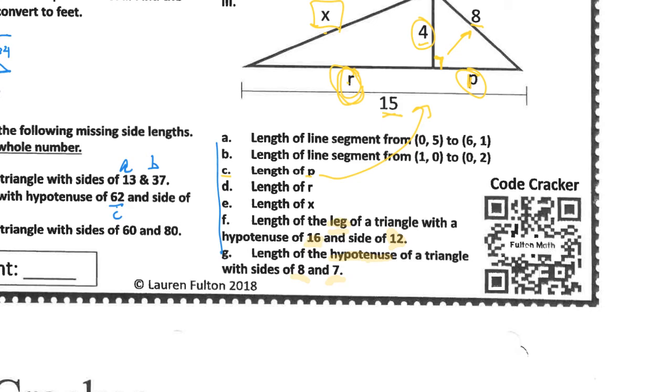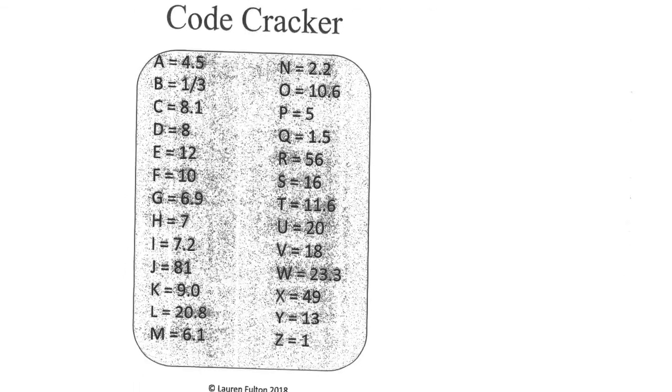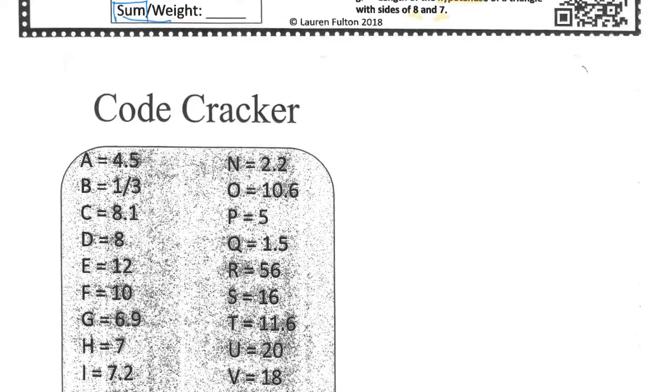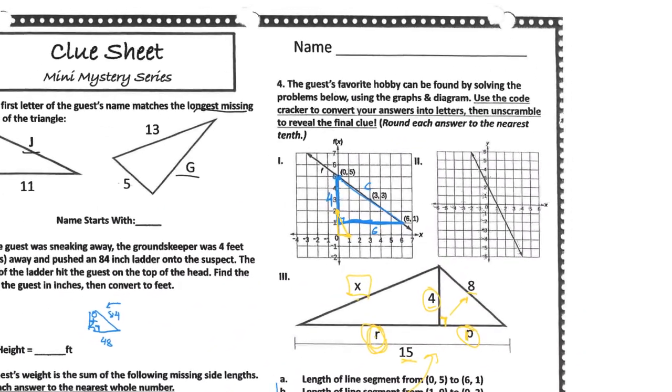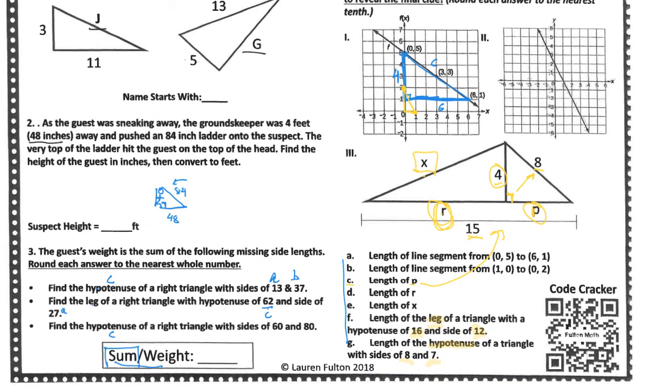The thing I'm most concerned about is the math of this. If you don't figure out the code, it's not a big deal. But once you get those answers, you can turn the numbers into letters here. And then it says you need to unscramble the letters to find the clue. But there you go. Do the math. The rest is just for fun.